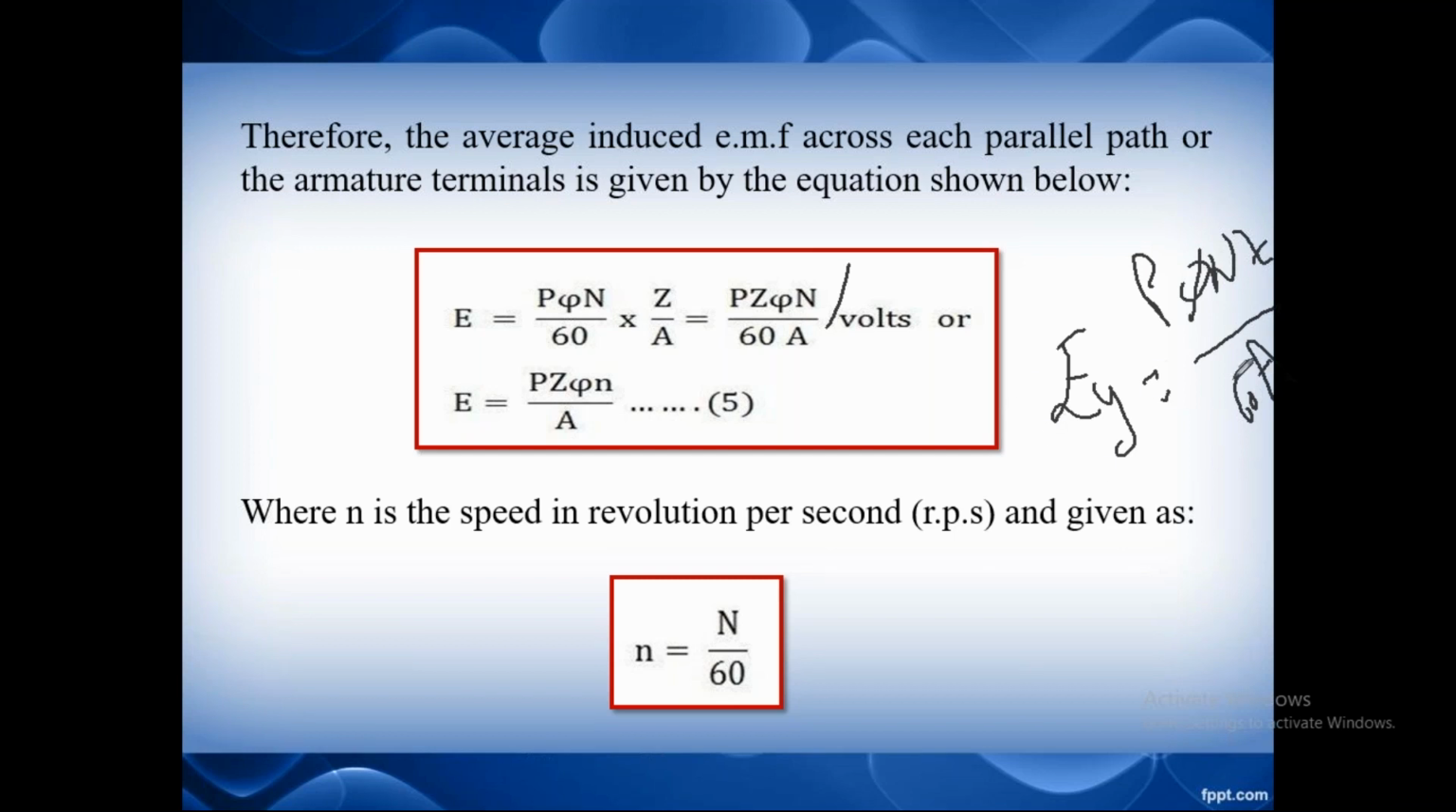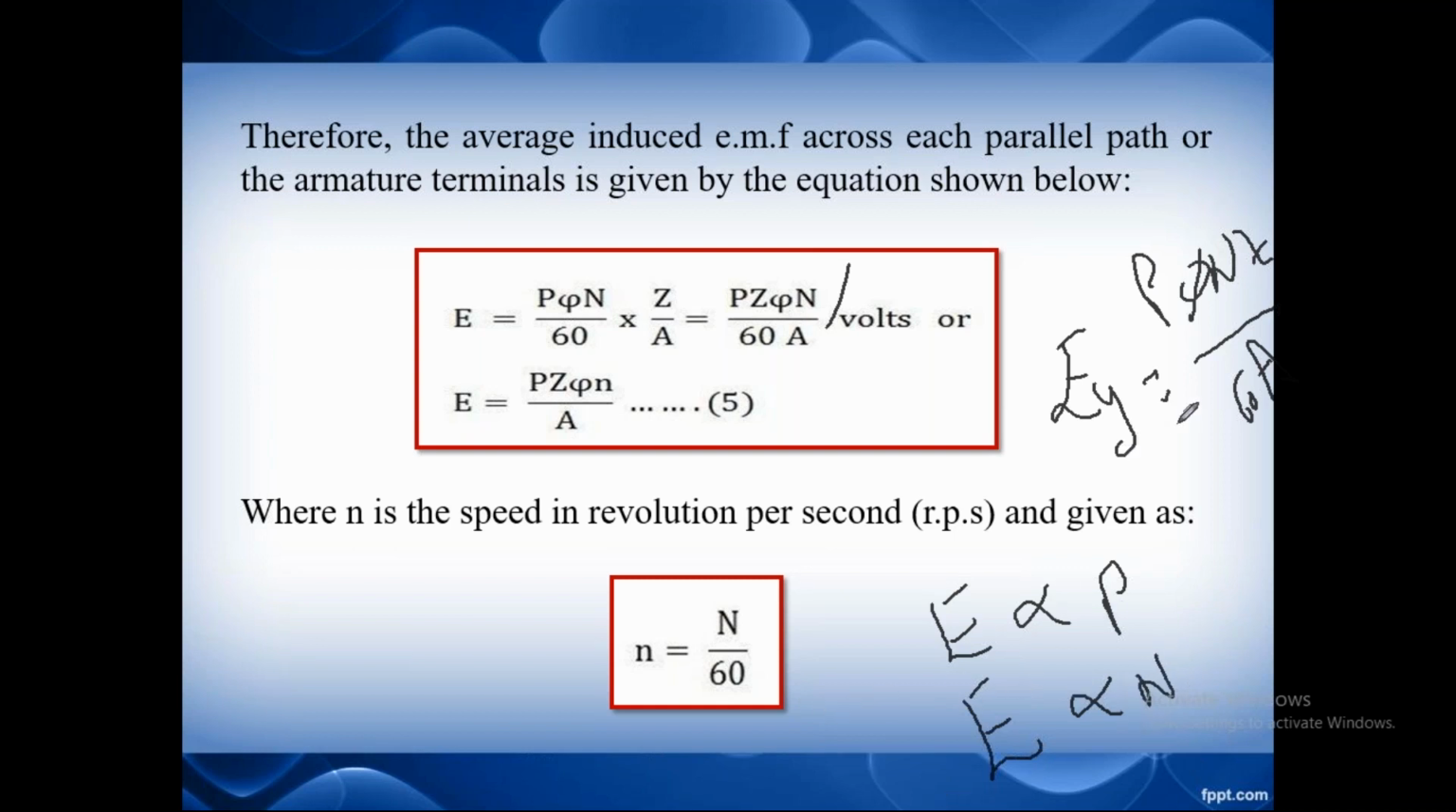If you observe this equation, the EMF is directly proportional to the number of poles. When the number of poles is higher, we get more induced EMF, because more flux is cut. And one more thing, the EMF is directly proportional to the speed. The faster the armature rotates, the more EMF is induced.